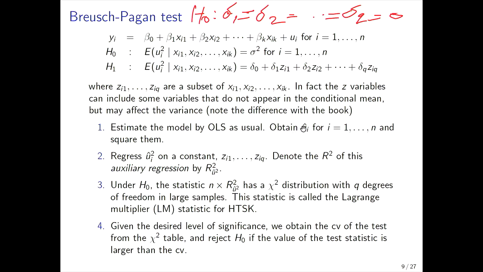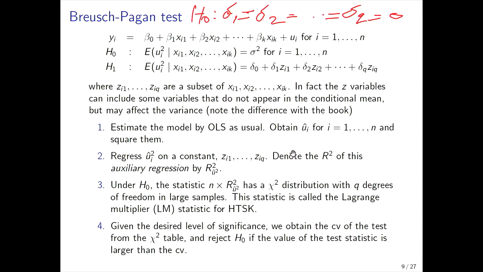So at step one, we estimate our linear regression model by OLS, and we get the OLS residuals ui hat. Then at step two, we regress ui hat squared on a constant and the variables that we've chosen as our z's, and we estimate that regression by OLS. This is called an auxiliary regression. In econometrics, an auxiliary regression is a regression in which you're not intrinsically interested. You're just estimating it to get a statistic to enable you to do something else. So here, when we regress ui hat squared on the z's, we don't care what the estimated coefficients are.